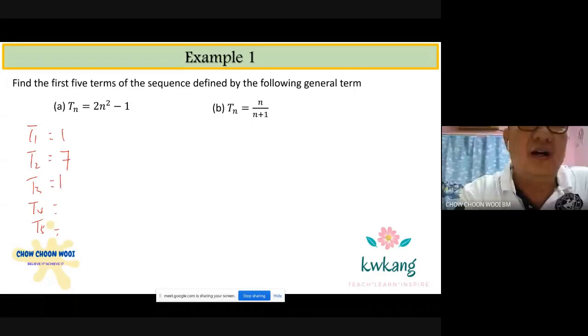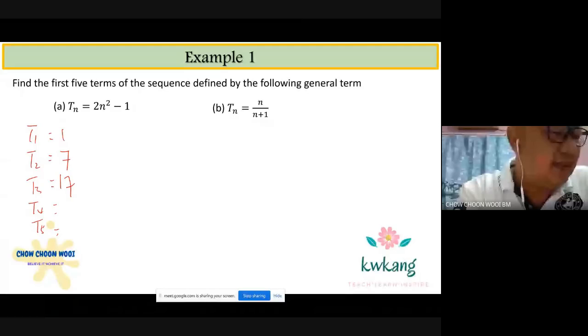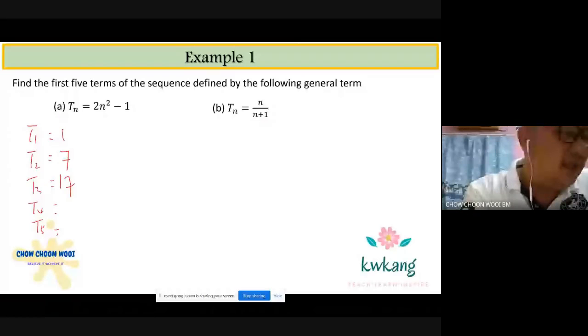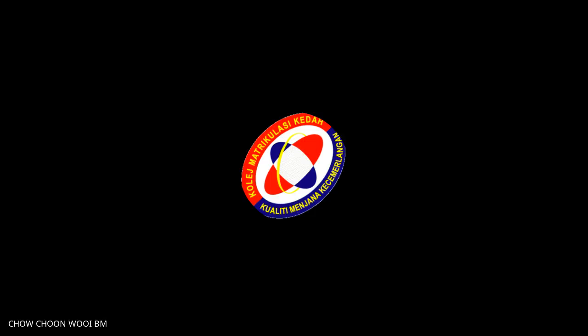So T4. T4 berapa? 31. Okey, cepatnya Putri pun. Okey, semua dapat. T5, the last one. T5 49. Okey. 49. Very good. As simple as ABC, right? Senangnya.